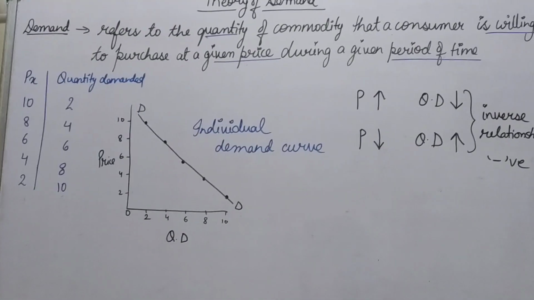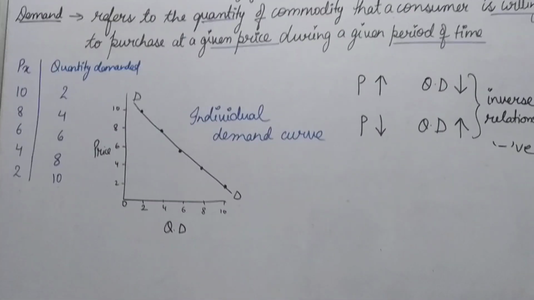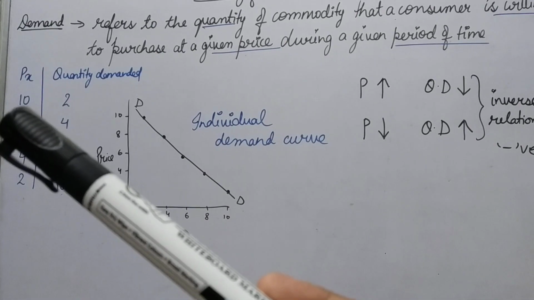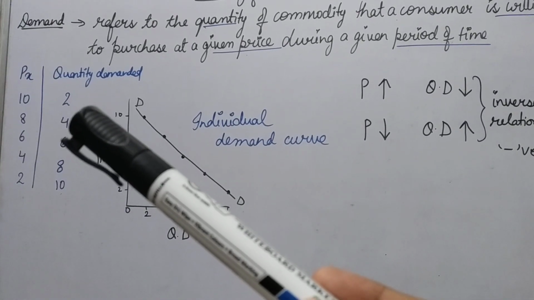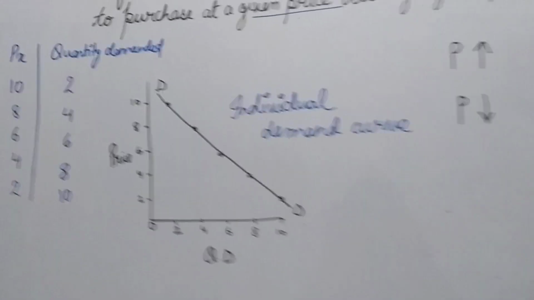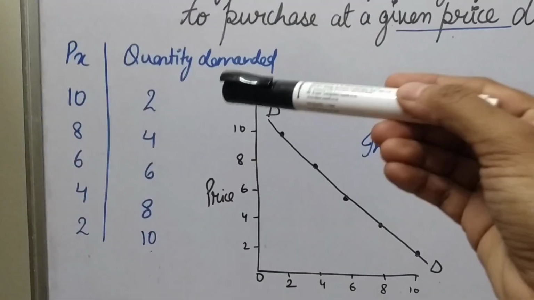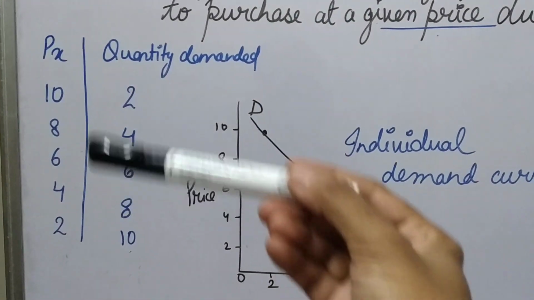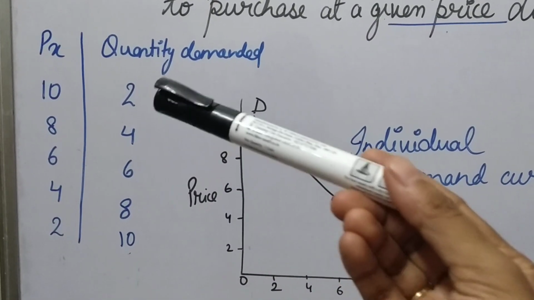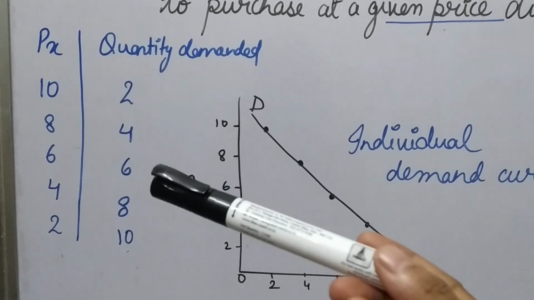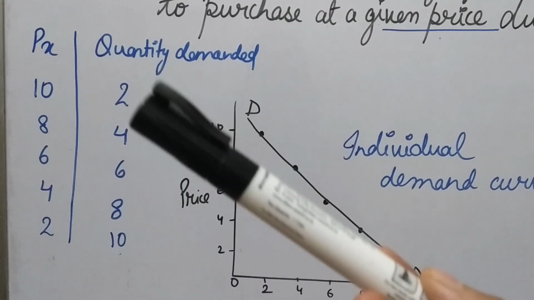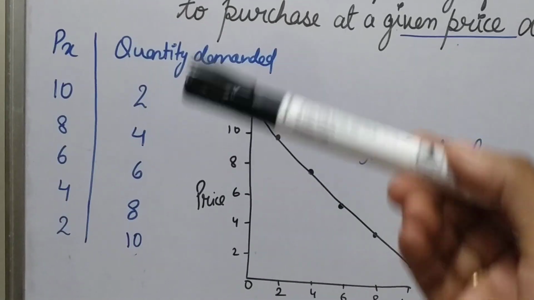Now after that I have made one schedule and then a diagram. First of all, see the schedule. Price is given as 10, 8, 6, 4, 2. When the price was 10, the consumer consumes 2 units of the commodity. When the price reduces from rupees 10 to 8, the consumer purchases more units, from 2 to 4. Then when the price decreases more, from 8 to 6, 6 to 4, 4 to 2, his consumption increases from 2 to 4, 4 to 6, 6 to 8, 8 to 10. It is the normal tendency of the consumer: when the price is high, he consumes less; when the price reduces, he purchases more.